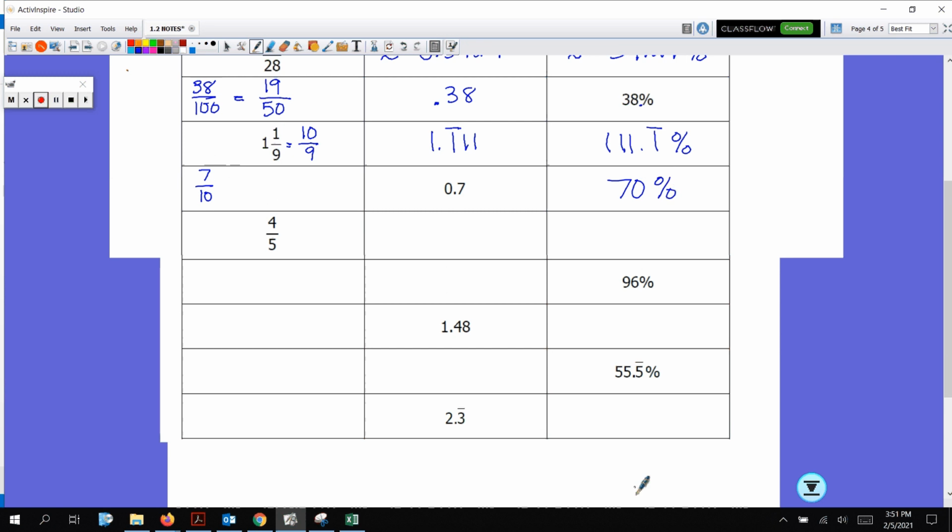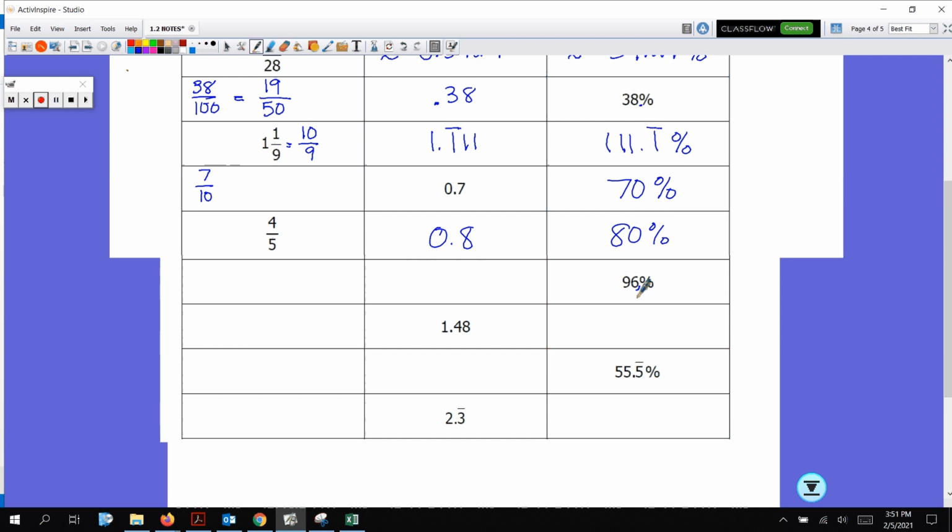All right, 4/5. When I divide 4 divided by 5, that gives me 0.8. Move 2 places to the right, that gives me 80%.